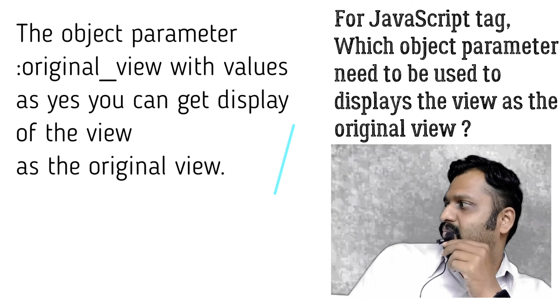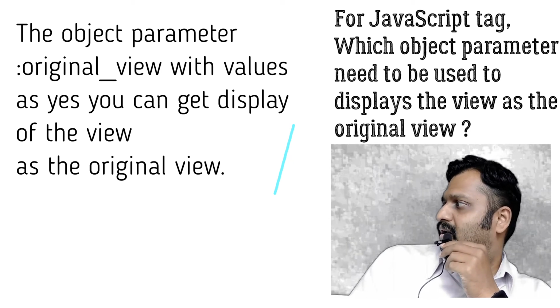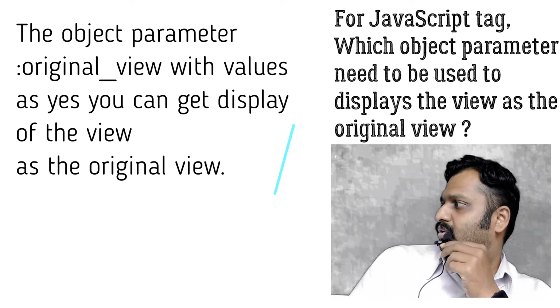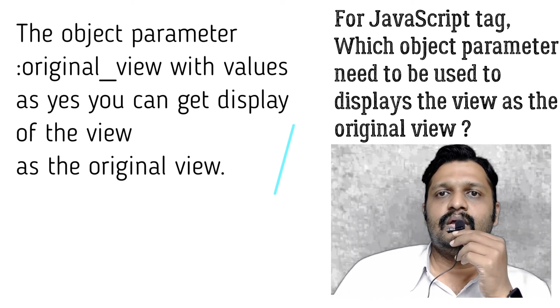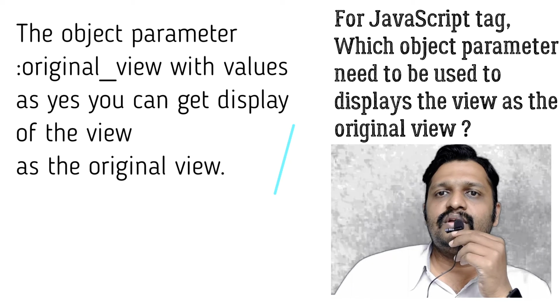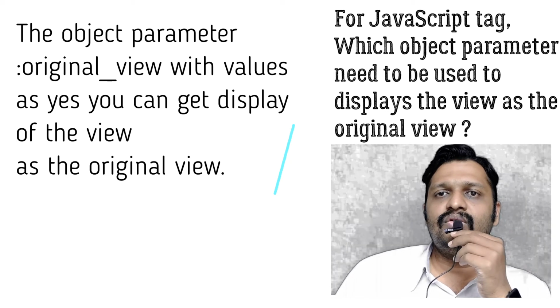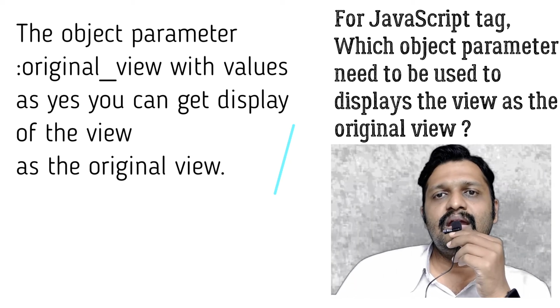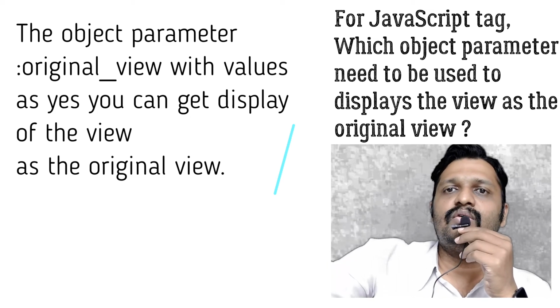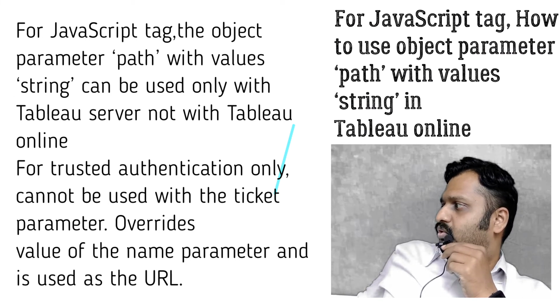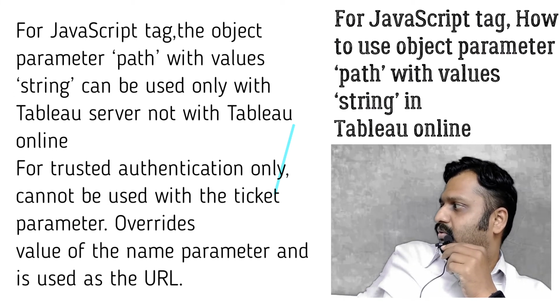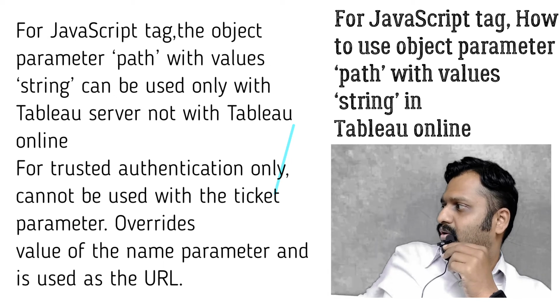For JavaScript tag, which object parameter needs to be used to display the view as the original view? The object parameter original underscore view with values as yes, you can get a display of the view as the original view. Next question. For JavaScript tag, how to use object parameter path with values string in Tableau online?